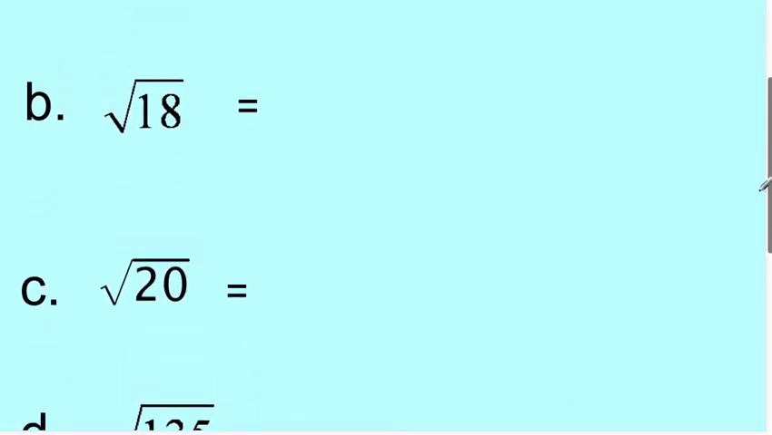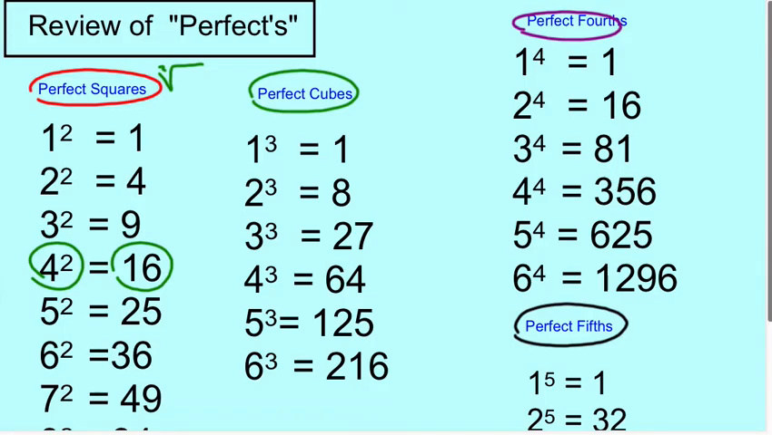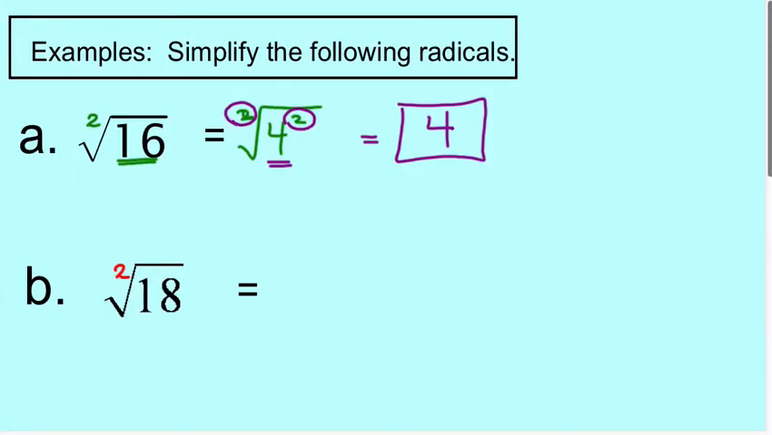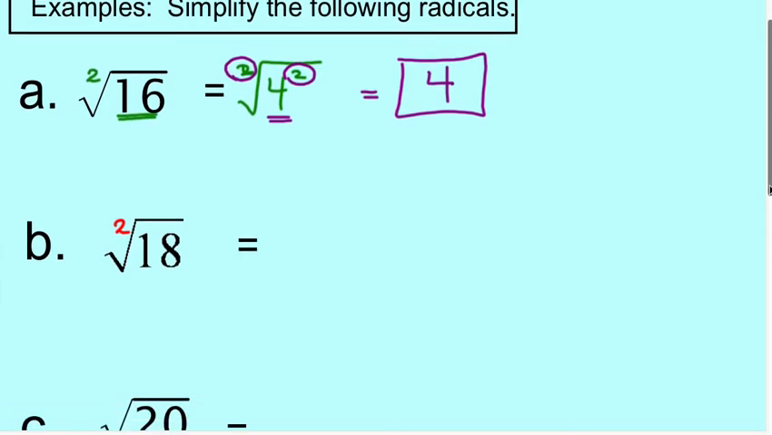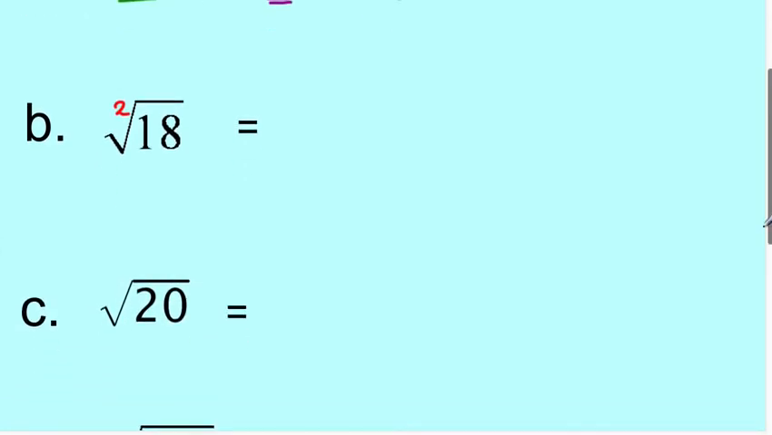All right, the next one, 18. How you say this problem is the square root of 18. The index is not there, so it's a square root. Let's go back to our perfects. If we look at that, here's 16, and we jump to 25. So this is not a perfect square number. So instead, we're going to break it down to possibly get a perfect square. So we're going to use this thing called prime factorization.